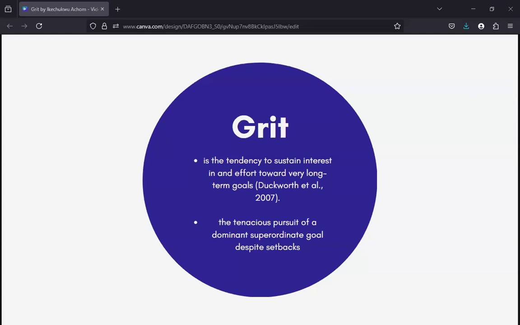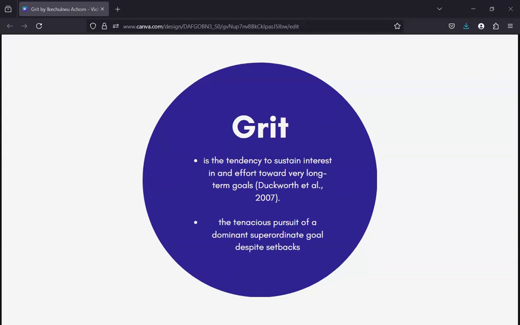When we talk about the tenacious pursuit of a dominant superordinate goal despite setbacks, what that basically means is not giving up on your big important goal, even when things go wrong. Even when you fail, even when the journey gets very hard. Just not giving up, never saying never. That is basically what it means. So your tenacious pursuit, you keep going on no matter what, you're persistent, you don't quit easily.